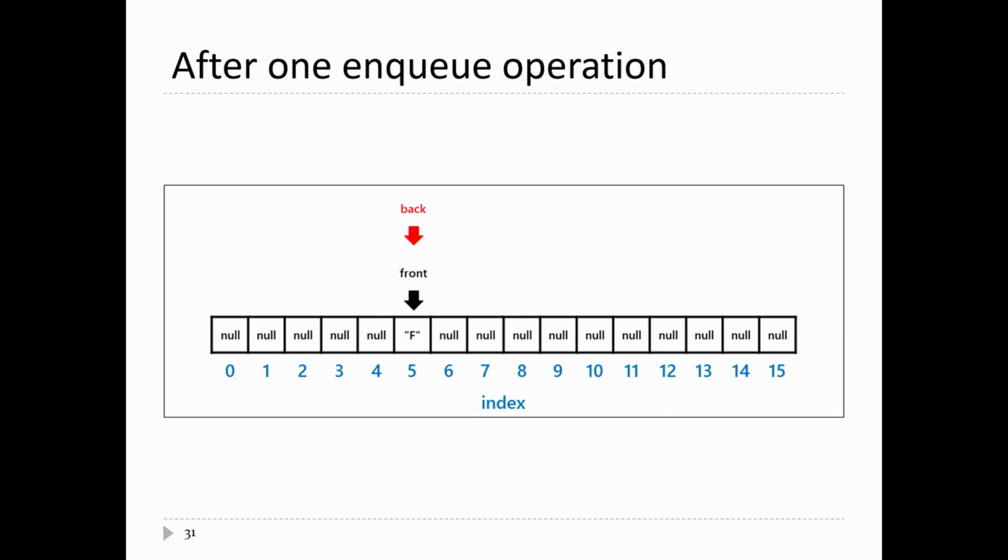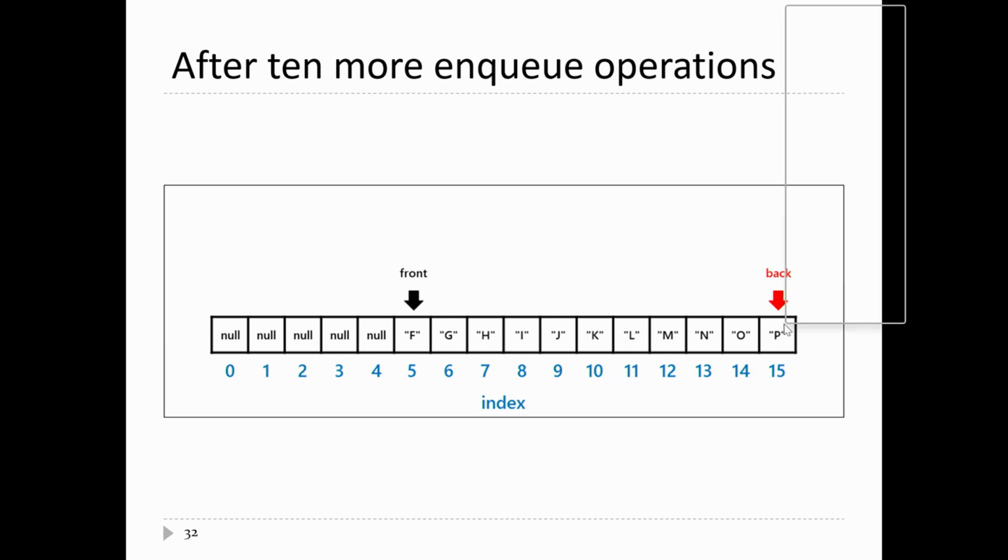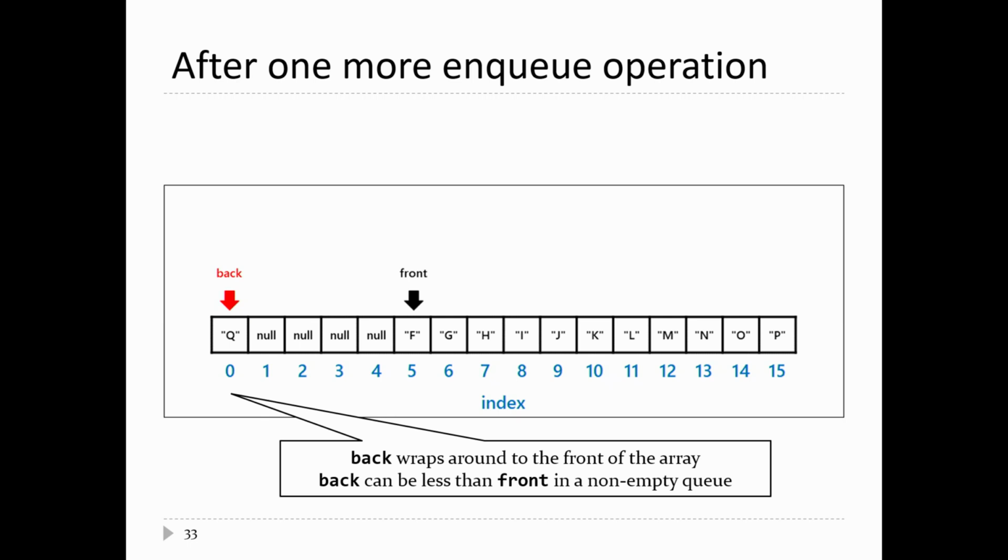Okay, enqueue again, and then enqueue again until we hit the end of the array. When we hit the end of the array, the queue is not full. There's still 5 more positions that we can use in this array. So when you implement the queue this way, you have to deal with the fact that your index might have to wrap around to the other end of the array. If I enqueue another element, what I would like to be able to do is to wrap around to the front of the array. Back now points at index 0, so it's less than front, so that I can use the remaining space in the array.